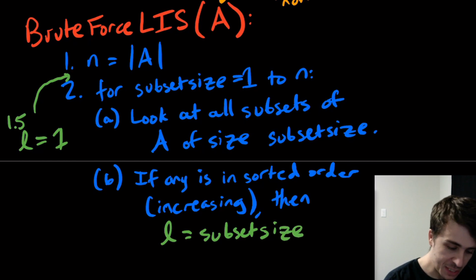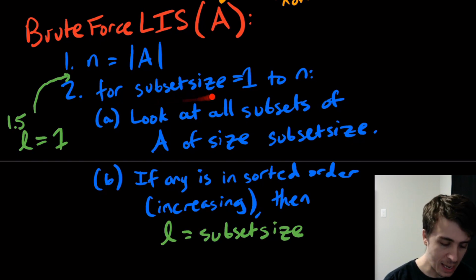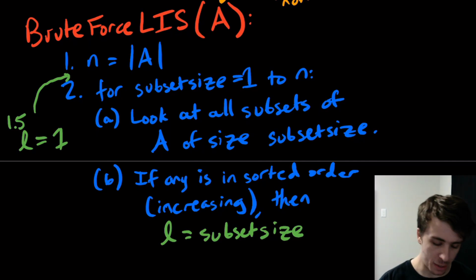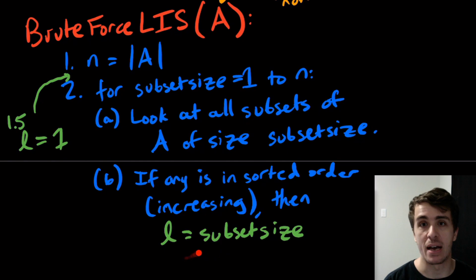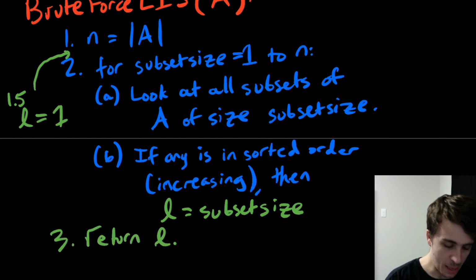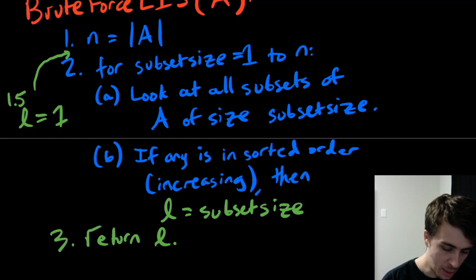Because this if statement is just saying, oh, you found a subsequence that was increasing. And we're going up in the subset size from 1 up to n. So if it gets bigger, then we'll modify the variable L here. And then at the very end, the very last step is to return that variable L. So it keeps track of whatever the subset size is, whatever the maximum was that caused it to increase.